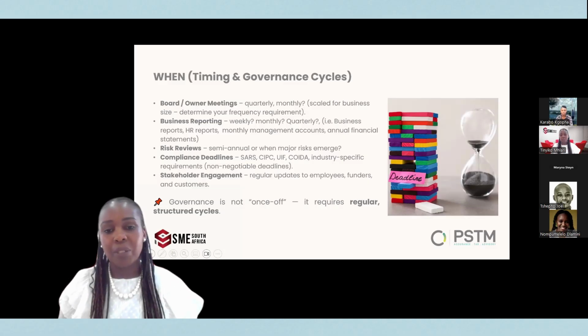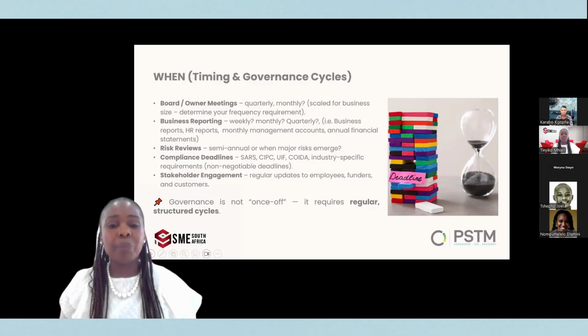Stakeholder engagement, very, very important. Your stakeholders, it's not just funders, it's your employees, it's your customers, it's everybody. How often should you be engaging with them? They are part of your ecosystem, so you need to ensure that you're also looking after them. The timing is very, very important. Just ensure that you do this governance on a regular basis. It is structured, it's on a regular basis. It is not a once-off exercise.